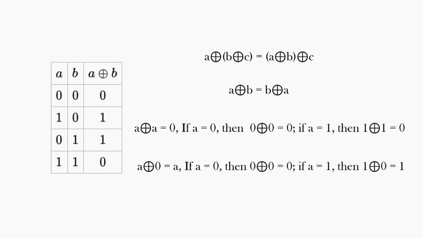And the last one, any bit XOR 0 is that bit again. A XOR 0 is equal to A. If A is equal to 0, then 0 XOR 0 is equal to 0. But there is a difference: if A is equal to 1, then 1 XOR 0 is equal to 1.